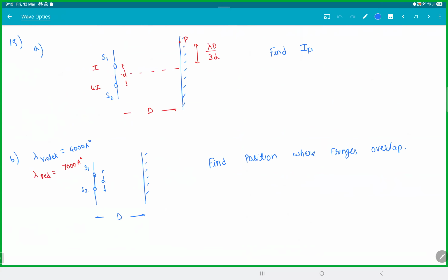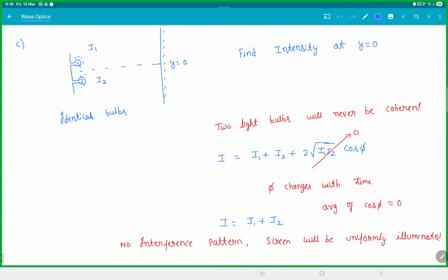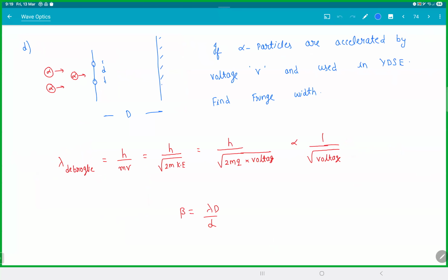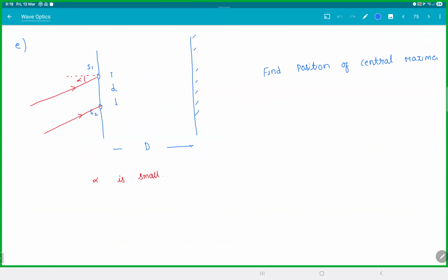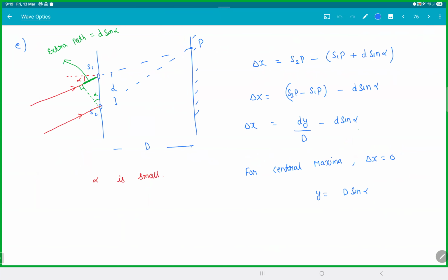The 15th question, see, there are 10 cases. Different sources have different intensity. They have different wavelengths. Two identical bulbs: two bulbs can never be coherent. So if you put two bulbs, you will not get an interference pattern. Then instead of light, if I use alpha particles, what will happen to the fringe with de Broglie wavelength? What if the light comes at an angle?